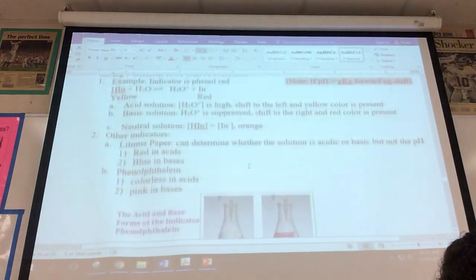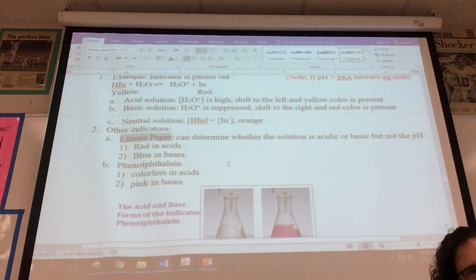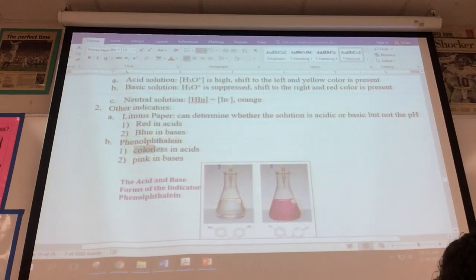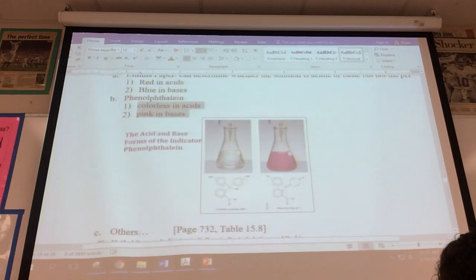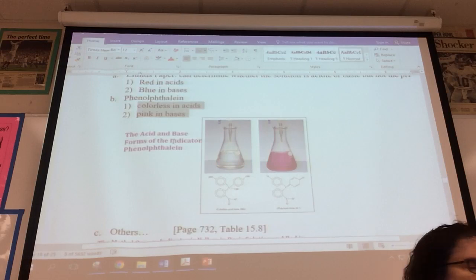So other indicators include litmus paper, which you may have used in middle school. Litmus paper in acids is red, and in bases it turns blue. Phenolphthalein is another indicator. This is colorless in acids and pink in bases, and you can see it right here. You've got the conjugate base right here, hence the deep fuchsia color. Here's the acid form right here, and it is colorless. And phenolphthalein is one that is commonly used. It has a very large range.